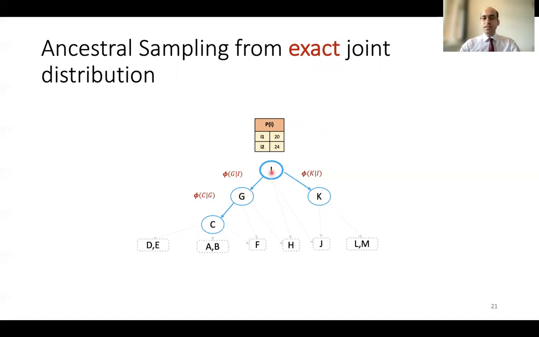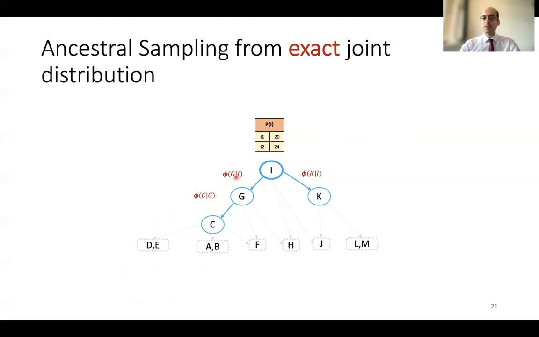Once we generated I, then we want to generate G, right? So based on Markov properties, G becomes independent from K because the I value is observed. So we have the I value. So choosing G is independent from K. And choosing G is only dependent on the I value we have already chosen. And also it is dependent on the children of G, all the subgraph that is after G.